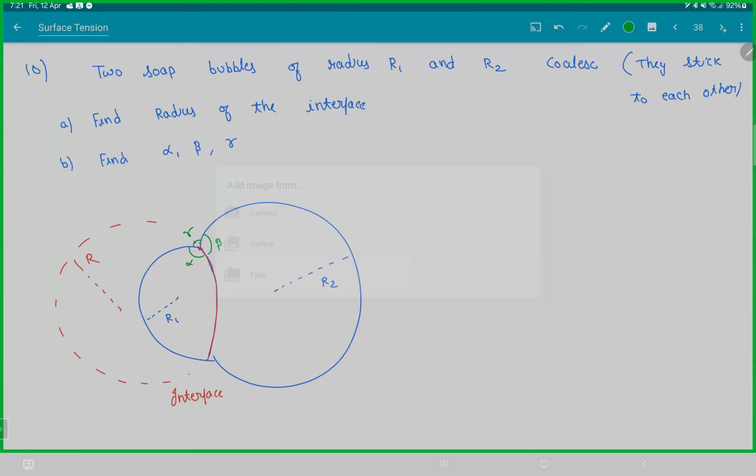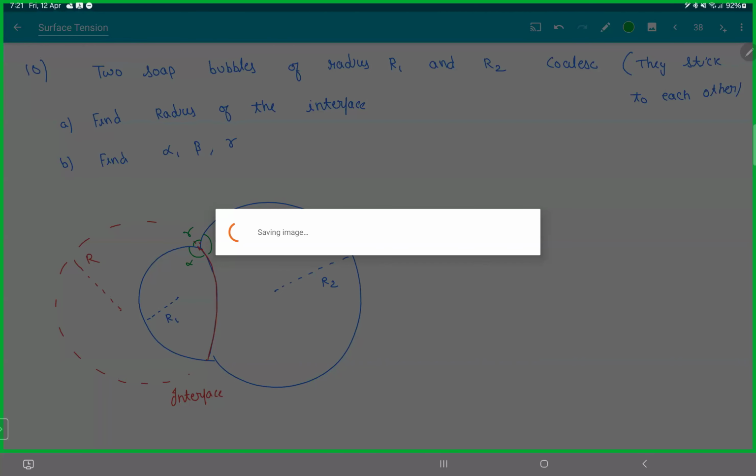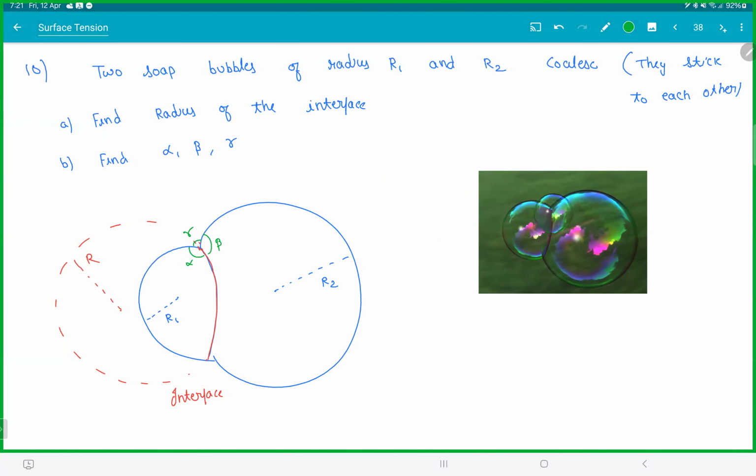The diagram would have looked like this. There are 3 bubbles here, but 2 bubbles would have been like this. How do we know which interface is curved? Think about it. Whoever has more pressure will be concave. Whoever has less pressure will be convex. Who has more pressure? Whoever has a smaller radius. So in this case, I didn't tell you what is R1, R2. So that is fine. Choose any one. The science will take care of it.